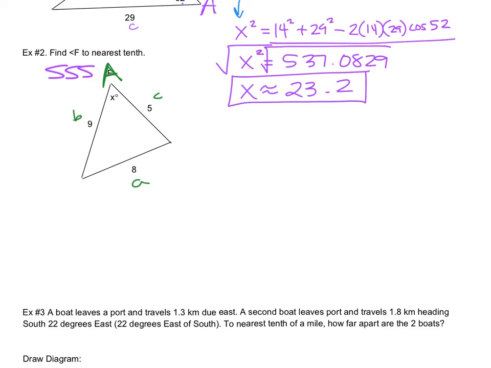Now if we plug it in, it's lowercase a squared. What is that? 8 squared. So this one is 8 squared equals b squared, which is 9 squared, plus c squared, which is 5 squared, minus 2 times b, which is 9, times c, which is 5, times the cosine of what? X.